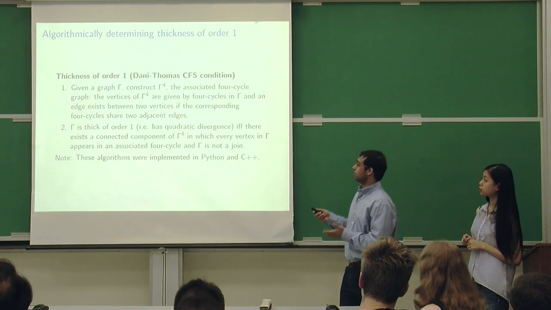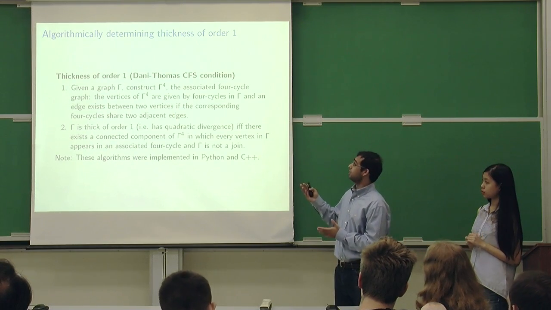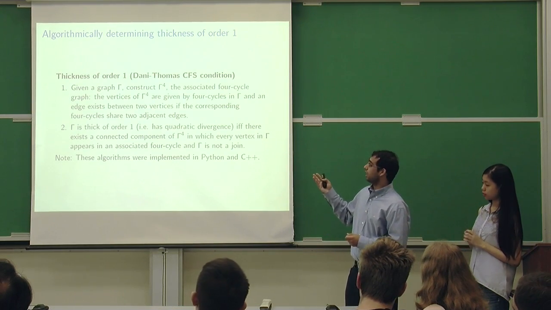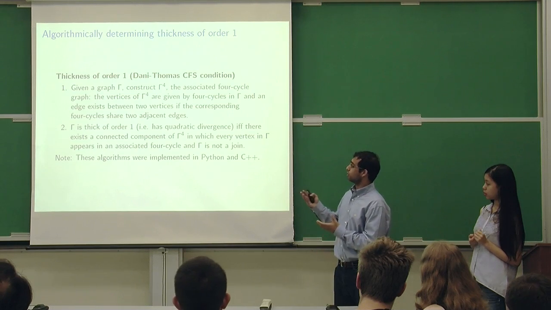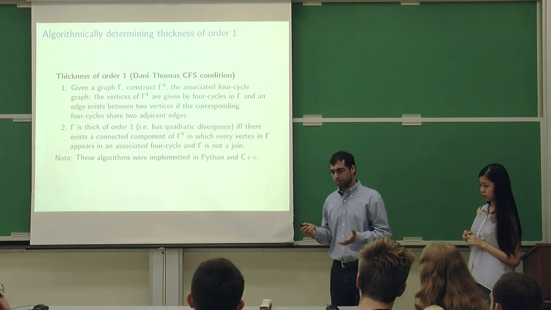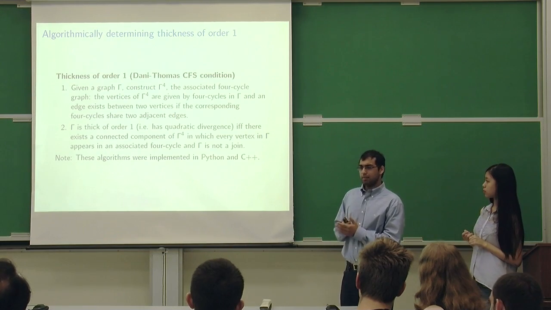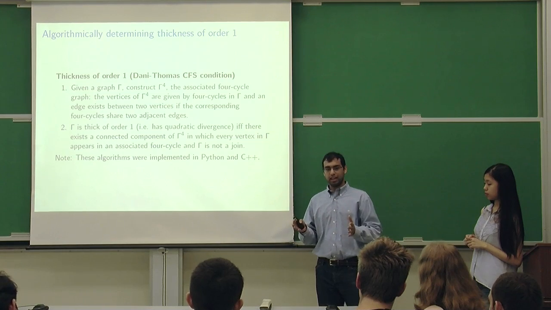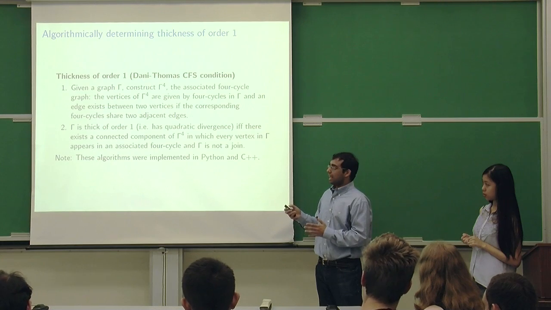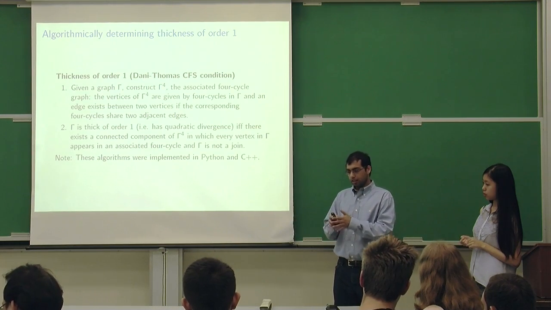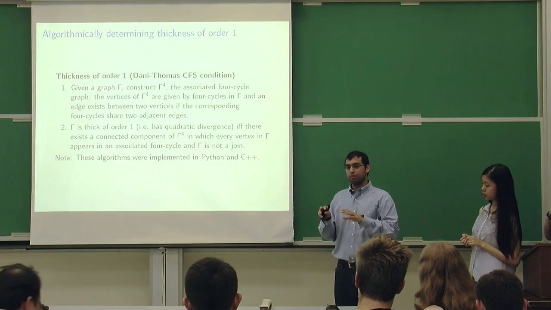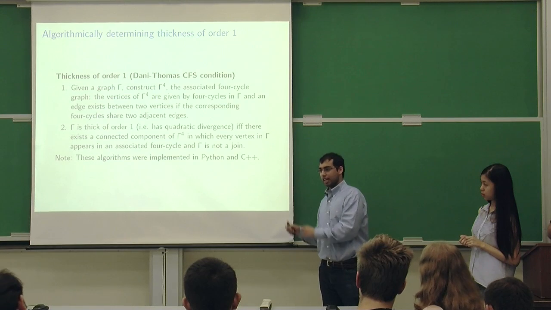And similarly, there was this condition known as the CFS condition, which stands for component full support, that came from a paper by Dani and Thomas that we used and again implemented using both Python and C++ with various different implementations. The idea behind this is you look at the graph gamma of the Coxeter group, and you generate a new graph which is known as gamma 4. It's basically what's called the associated 4-cycle graph, where you take all the 4-cycles in gamma. So you look at all the squares in gamma, and each of those becomes a vertex in gamma 4.